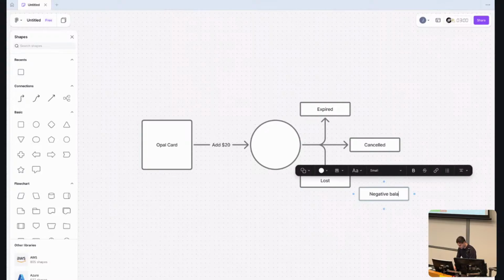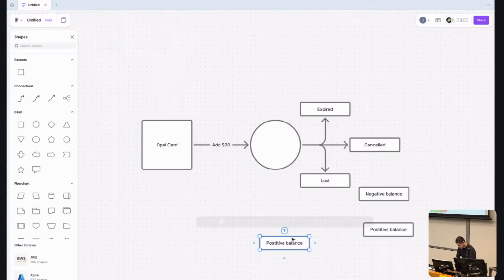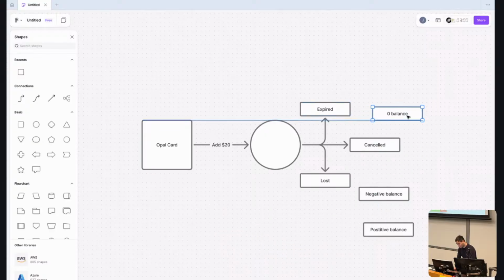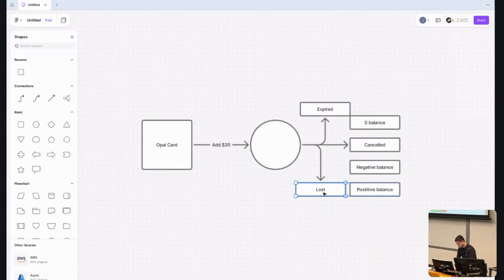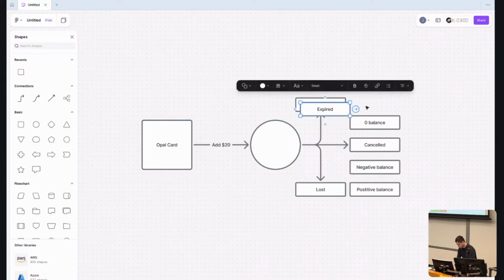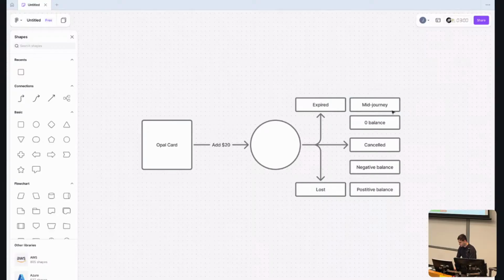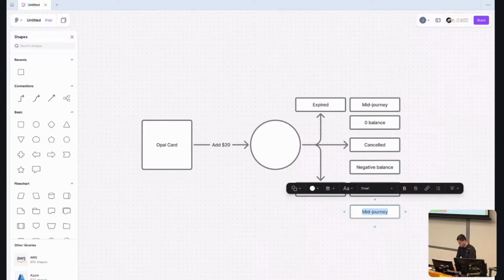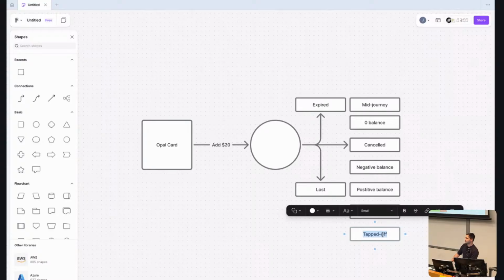Whoops, what else? In positive balance. Okay, great. There's more. Okay, great. I'm going to stop doing the lines, but you get the idea. So it could be mid-journey, let's say that, yeah. Or it could be tapped off. It could be like a bonus going on so you get more dollars. A what? Like a coupon.